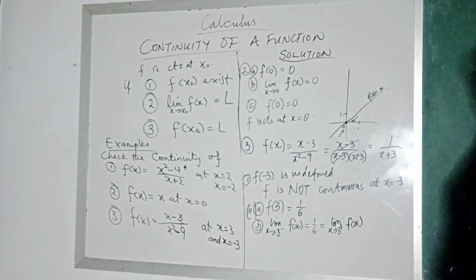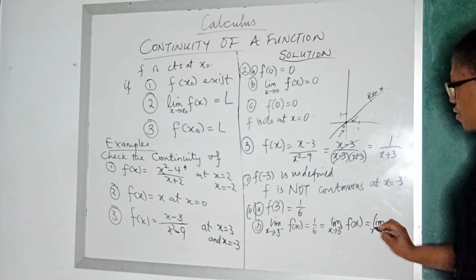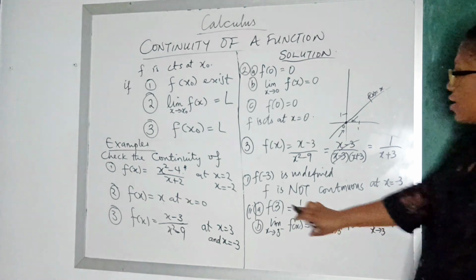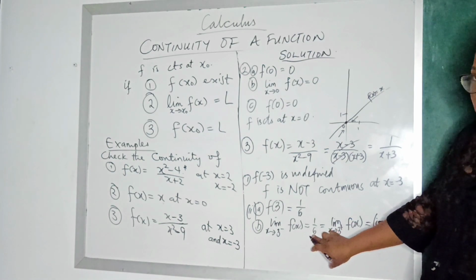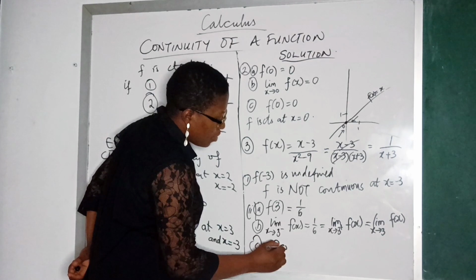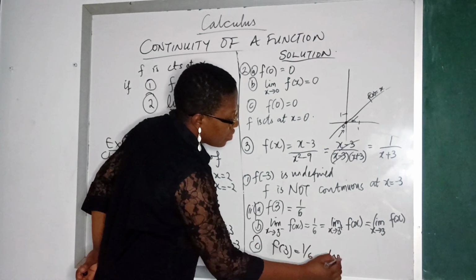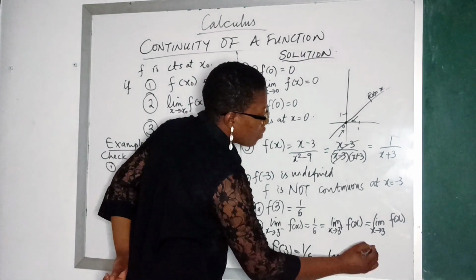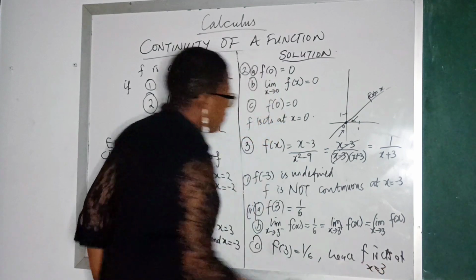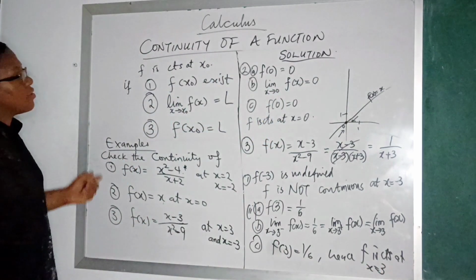And that means the limit exists, right? So this is equal to the limit as x goes to 3 of f of x. And then finally, we are saying that f of 3 is equal to 1/6. Hence, f is continuous at x equals 3. And that's all for these examples.